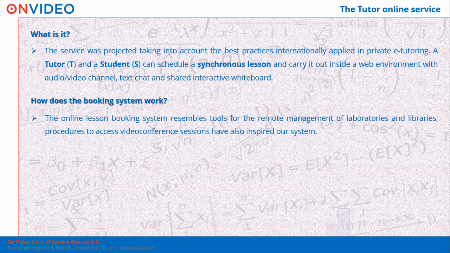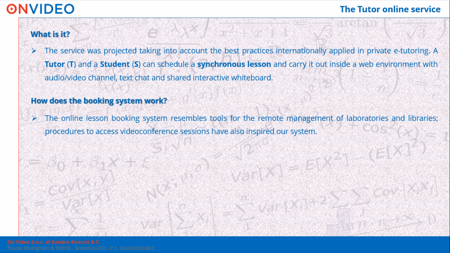How does the booking system work? There are two reservation modalities. One resembles the tools for the remote management of laboratories and libraries. It's based on web calendars and essentially is a first-come, first-choice procedure. It's the most used for the first lesson, but just since the second one, the students seem to prefer what we call a reservation by invitation, which is more similar to some procedures to access video conference sessions.